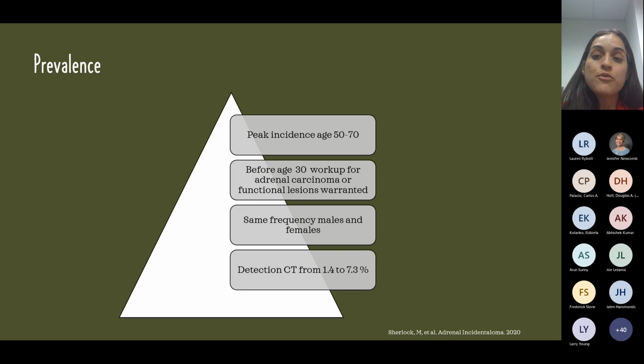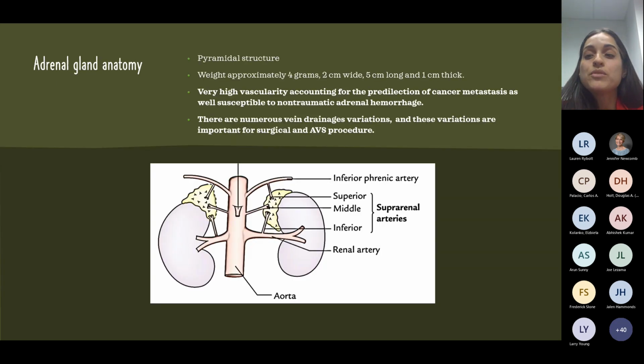The frequency in males and females is going to be the same, and we can detect adrenal incidentalomas with CT scan. Depending on the publication, we can see that it's around 1.4 to 7.3%. So it's going to be important to briefly review the adrenal embryology, anatomy, and physiology of the adrenal glands so we can appreciate the significance of adrenal incidentalomas and the treatment.